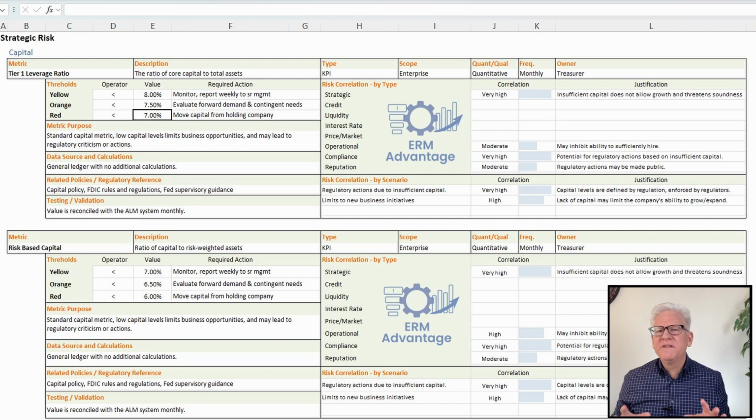Now, all this information that we've gathered here is what we would call the metadata for our metrics. Some of this is largely just documentation and reference purposes, but some of it actually has functionality that we can use within our reporting dashboard itself.